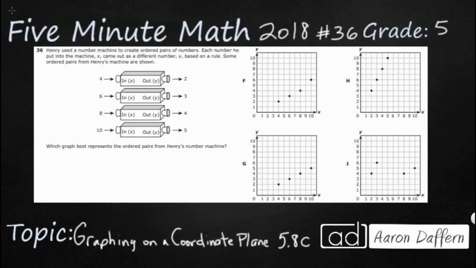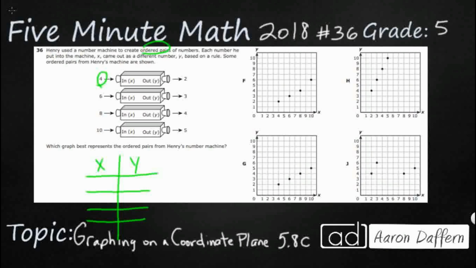So Henry is using a number machine to create ordered pairs. And so we've got some x's and we've got some y's based on a rule. Doesn't really matter what the rule is, but let's just plot these. Let's put them into a nice little xy table. That's just going to be easier for us to read.